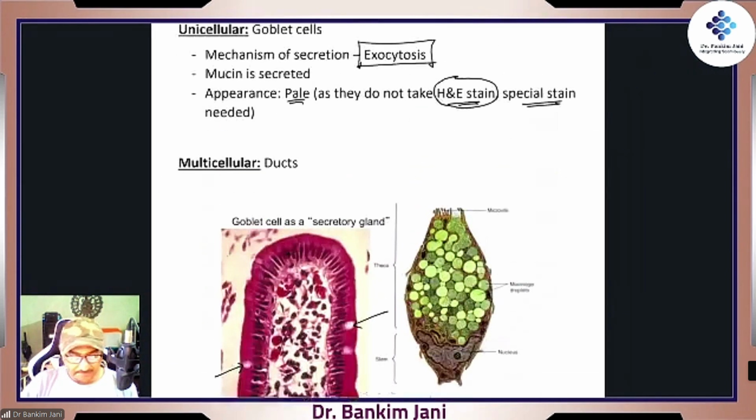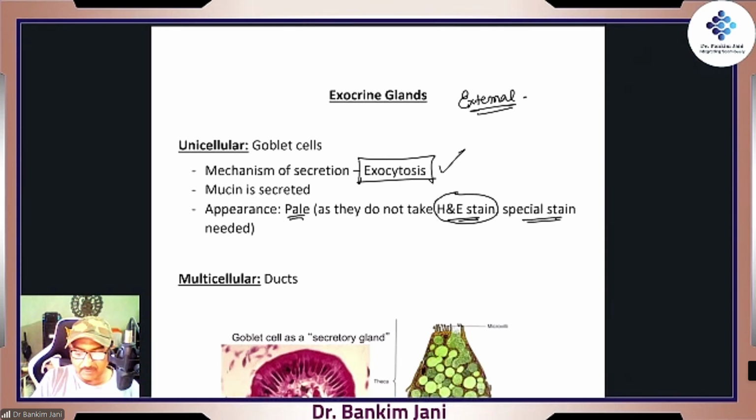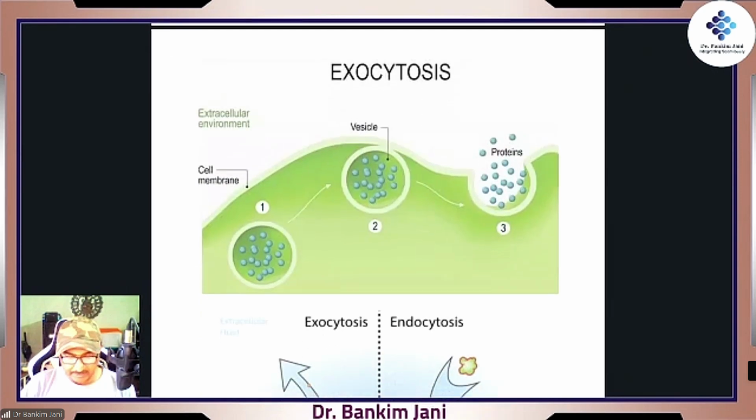Now over here, we talked about one mechanism of secretion, exocytosis. So what exocytosis is? Here it is. This is the first stage. That's our cell membrane, right? This will be our intracellular environment, and this one would be the extracellular environment, right? In and out, and that's the cell membrane.